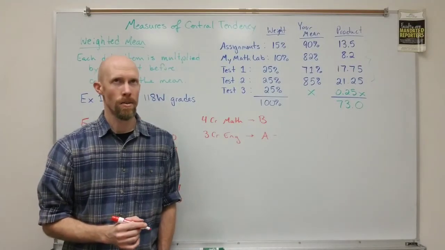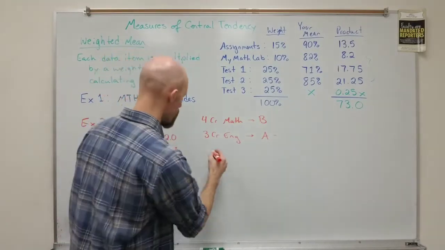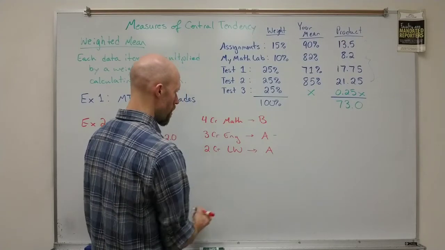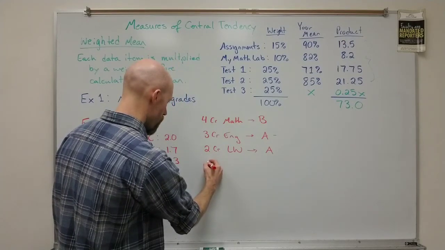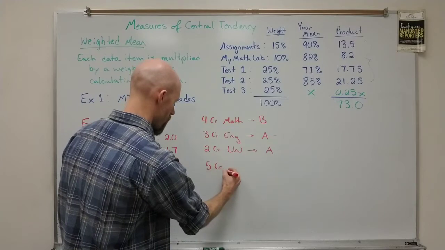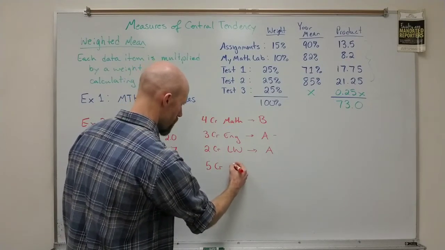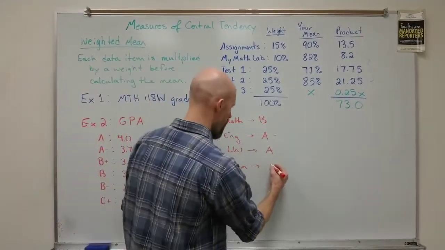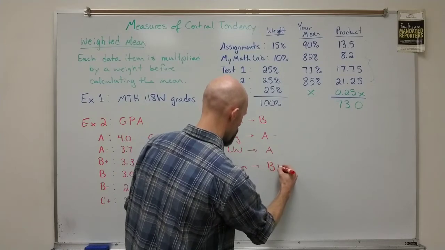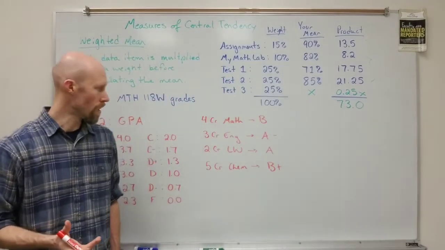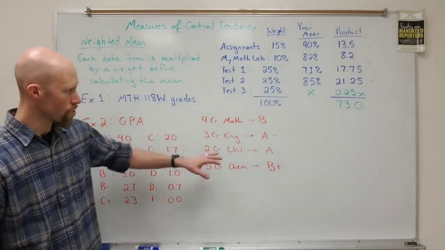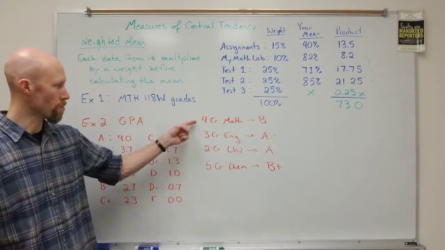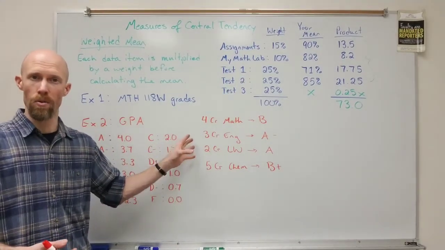Let's say you had maybe a 2 credit lifelong wellness class, and you earned an A in that one, and let's say you had a 5 credit chemistry class, maybe has a lab associated with it or something, and you got, let's say, a B plus in there, and you wanted to figure out what your grade point average is. Well, you don't just average the associated scores or the associated values. You have to apply the weight of the credit hour as well. The credit hours give you the weight.